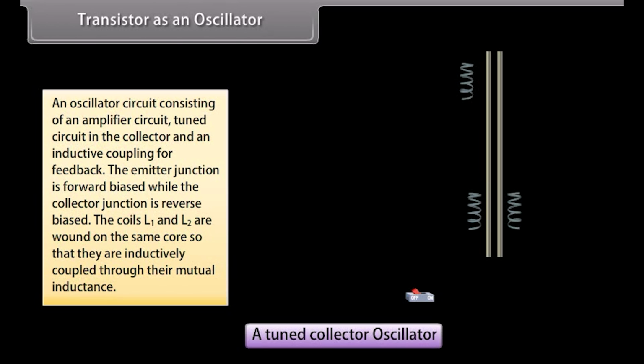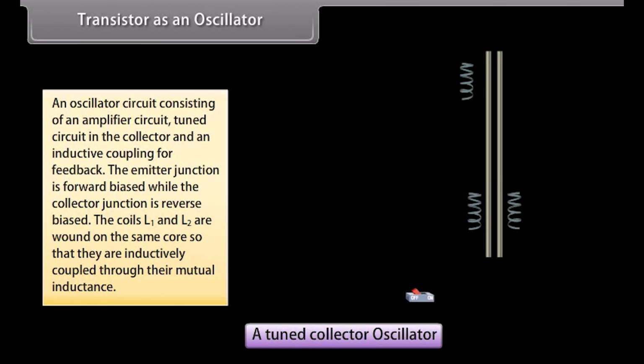An oscillator circuit consists of an amplifier circuit, a tuned circuit in the collector, and an inductive coupling for feedback. The emitter junction is forward biased while the collector junction is reverse biased. The coils L1 and L2 are wound on the same core so that they are inductively coupled through their mutual inductance. On pressing the key, collector current suddenly starts flowing through L1. Consequently, a voltage is induced in coil L, which charges the capacitor C with such a polarity as to support the forward bias of the base-emitter circuit.